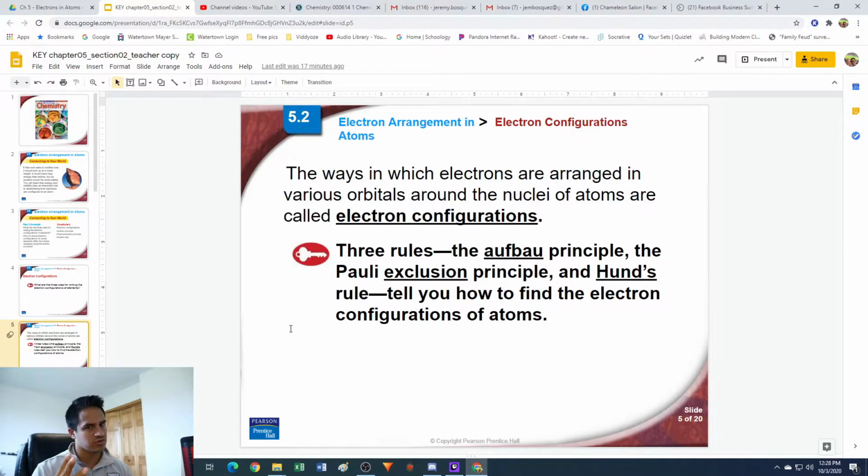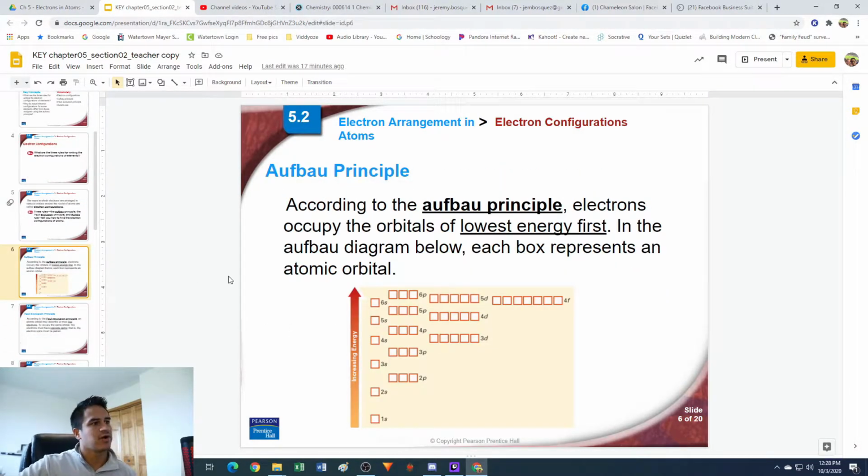We're going to talk about how they work, as well as how we write them. There are 3 rules when it comes to writing out an electron configuration: the Aufbau Principle, the Pauli Exclusion Principle, and Hund's Rule. Each of these 3 rules tells us how electrons fill orbitals around the nucleus of an atom. First off, let's talk about the Aufbau Principle. It says that electrons will always occupy orbitals from lowest energy orbitals to highest energy orbitals.